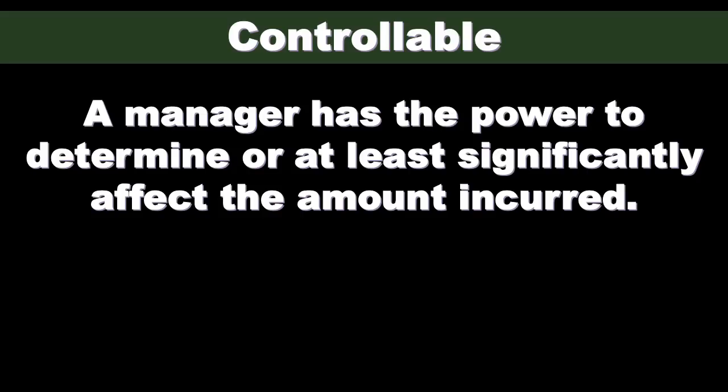With a controllable cost, a manager has the power to determine or at least significantly affect the amount incurred. In other words, they have some control over it, and therefore they're responsible for it. When we consider how we're going to evaluate someone's performance, just as we would on their personal performance, we say, hey, do you have control over what you are doing or not? What is happening here or not? If you do not, then we can't really hold you responsible for it. Well, of course, that's going to be the same idea or concept for responsibility accounting. We want to look at those costs that are going to be something that they have control over. And if they have control over it, then we hold them responsible for those kinds of costs.